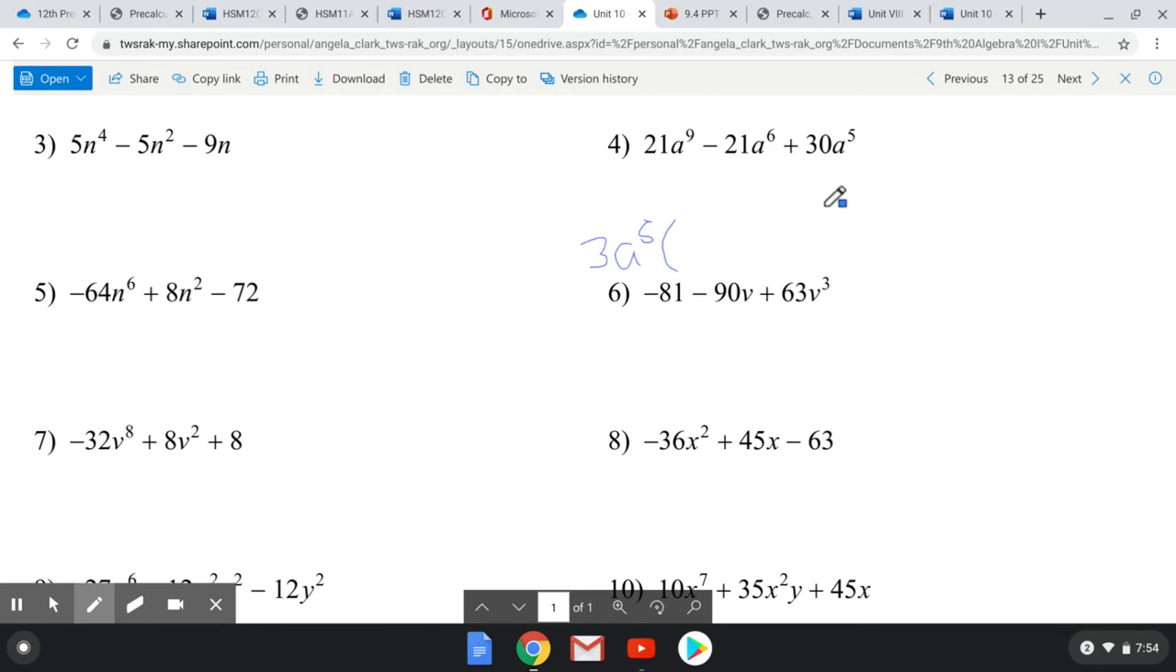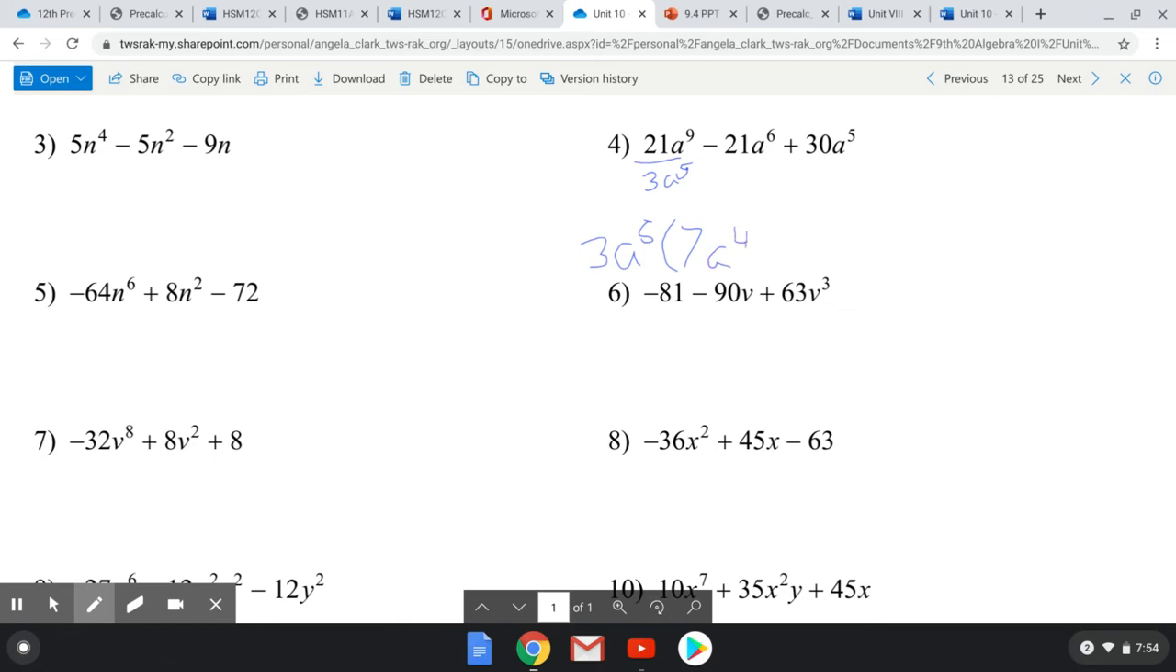So I'm going to divide by 3a to the 5th. So 21 divided by 3 is 7. And then a to the 9th divided by a to the 5th. Remember, we're just subtracting our exponents. We have the same base, so we can just subtract our exponents. So 9 minus 5 is 4, so this is a to the 4th.